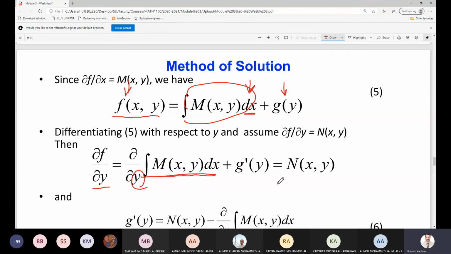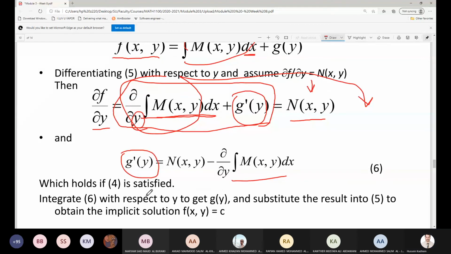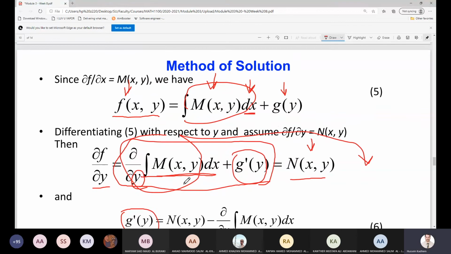Next, I will equate all parts here to n. Just a minute, I integrated here for m, I need to equate to n. This part, taken to the other side, will be in minus, as you can see. I integrate g dash to find g. I take it and back substitute here and equate the whole expression to c. This is the solution.